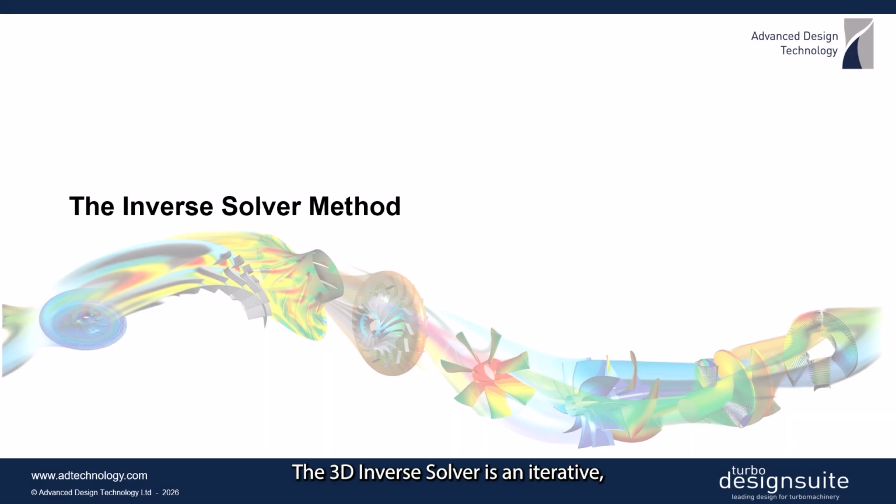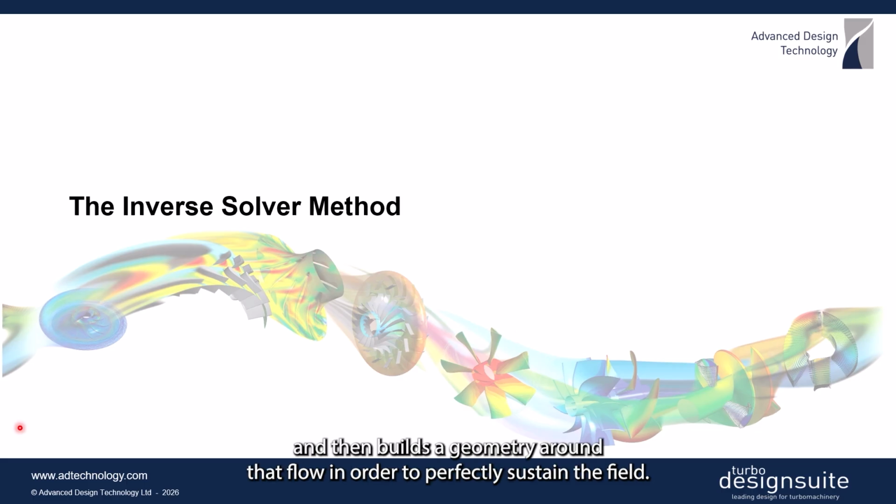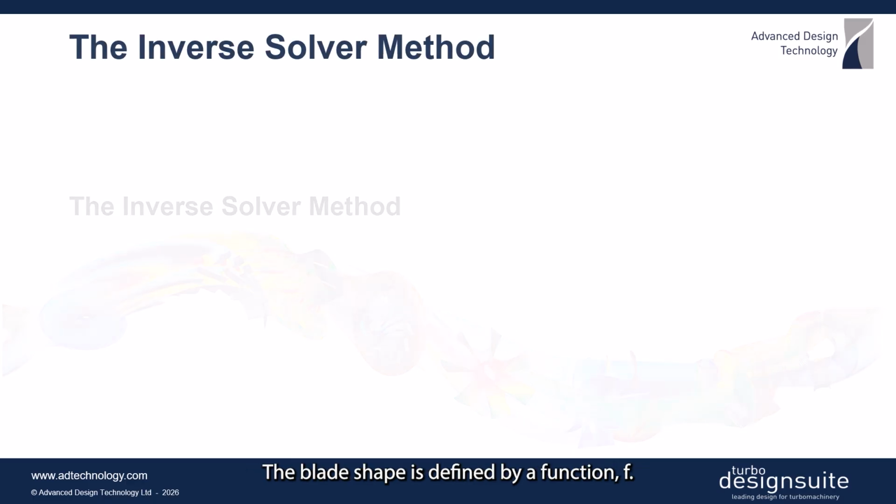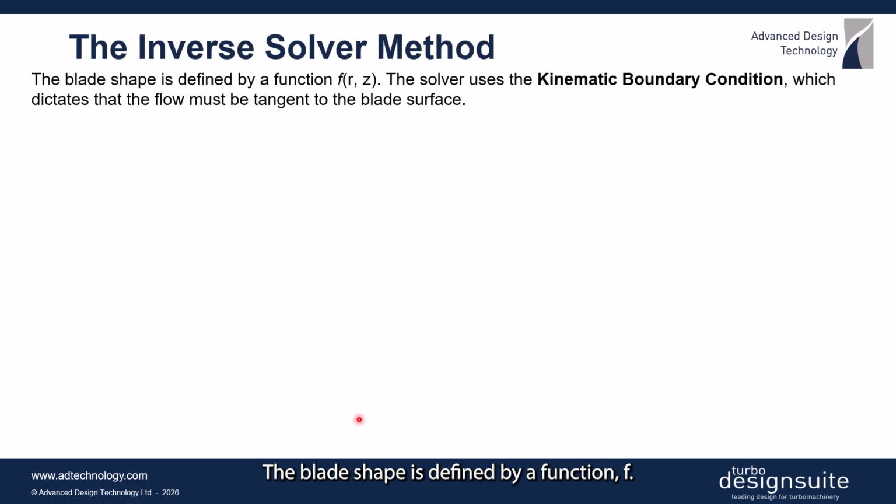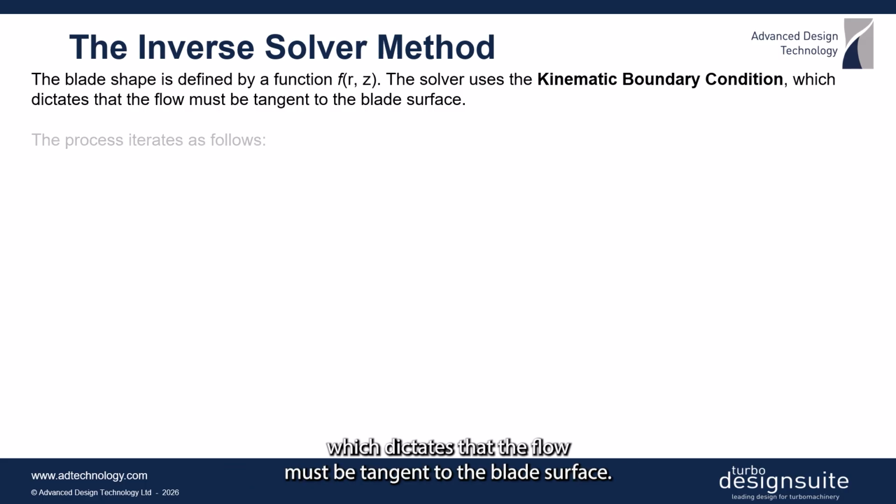The 3D inverse solver is an iterative, inviscid potential flow solver which starts from a defined flow field and then builds a geometry around that flow in order to perfectly sustain the field. The blade shape is defined by a function, f. The solver uses the kinematic boundary condition, which dictates that the flow must be tangent to the blade surface.